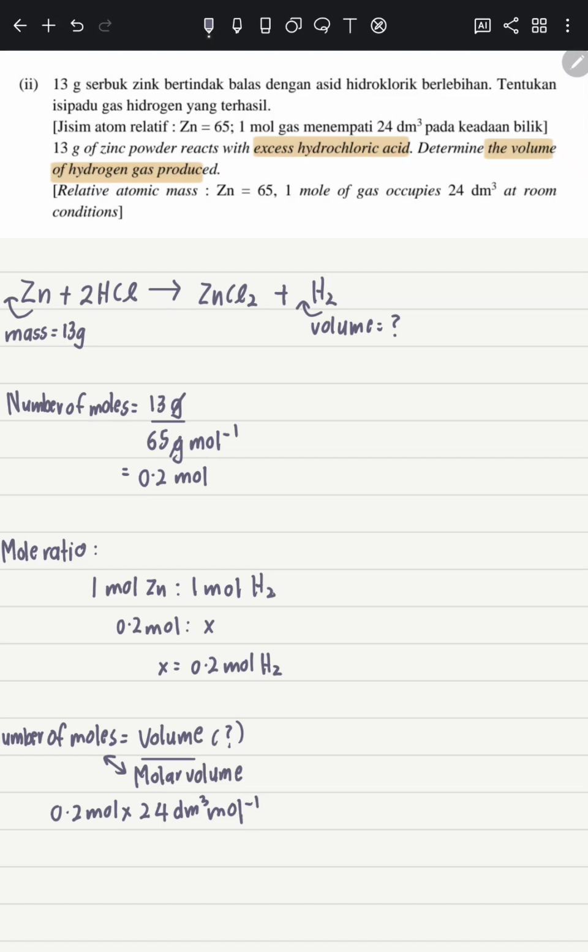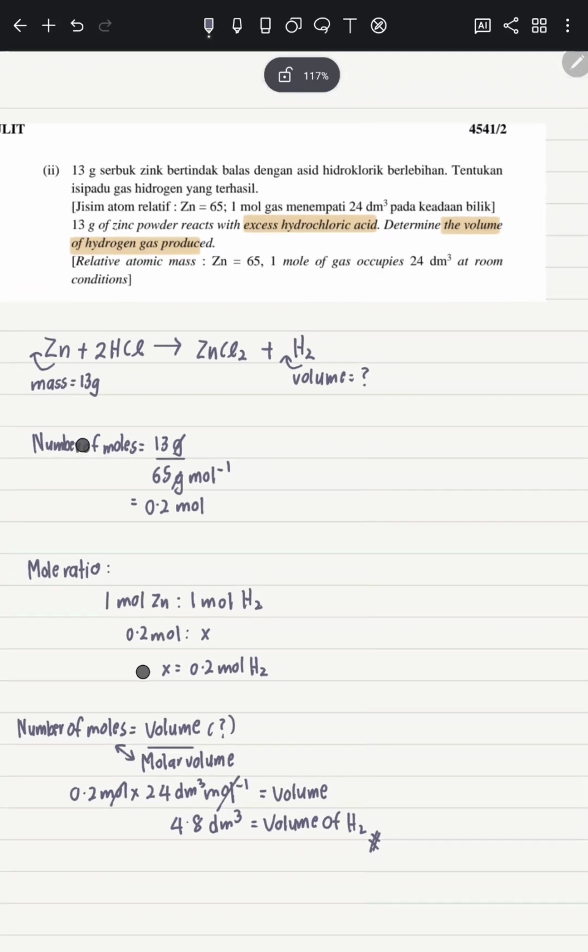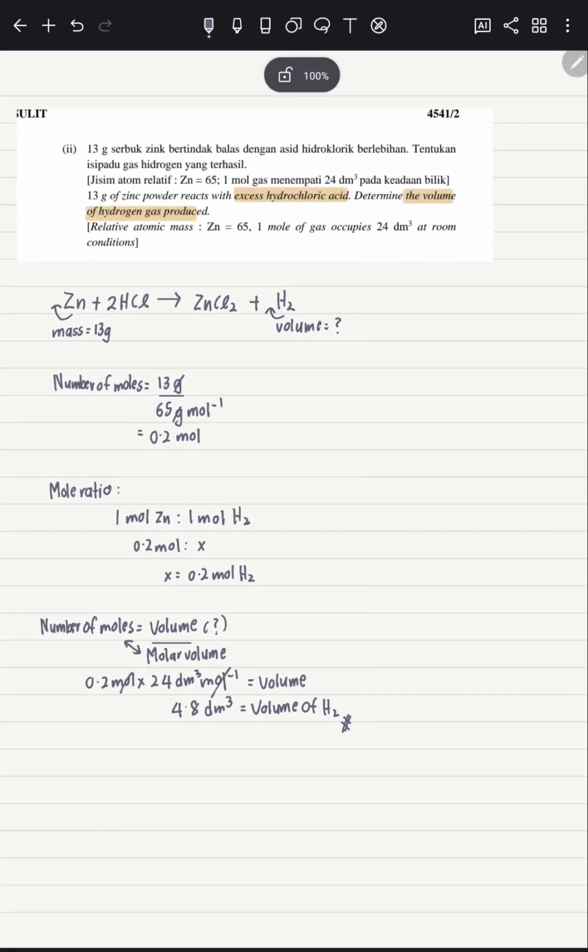Remember that when they say molar volume or molar mass, the unit must have mole -1 at the back. Then you can simply do your calculation, your normal mathematics, just cut this mole and mole, and 0.2 times 24 is equivalent to 4.8 decimeter cube. So this is the volume of hydrogen gas. You can just leave your answer like this. So this is going to give you the 2 marks.